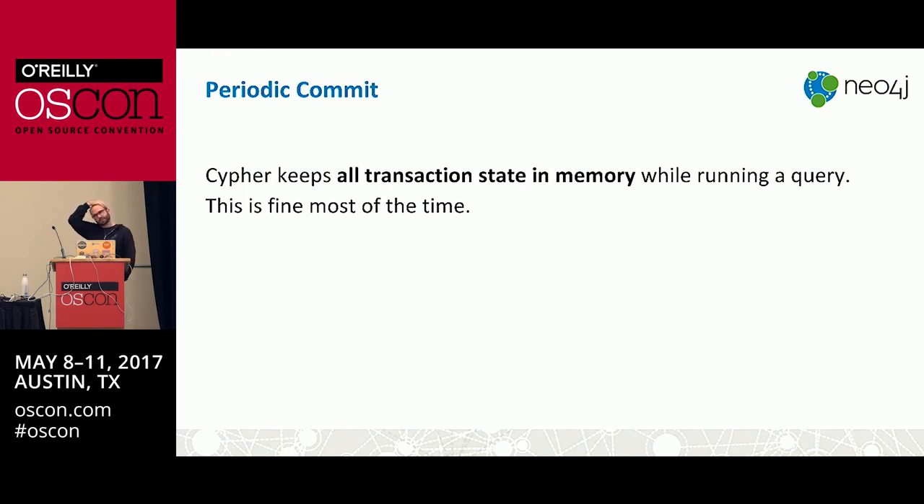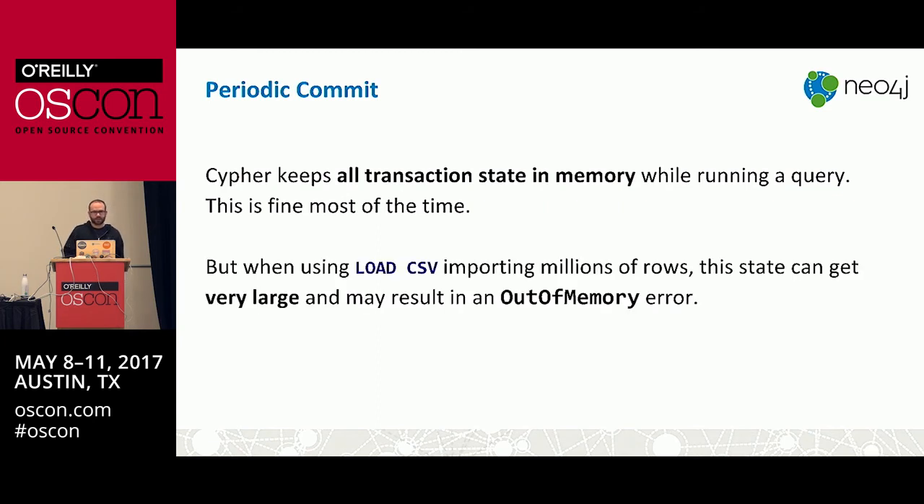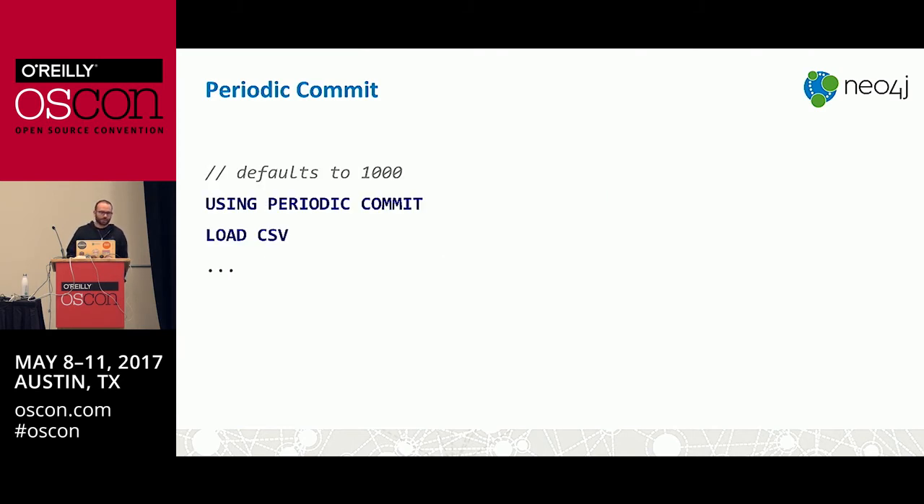So any transactional system has to hold transaction state in memory while you're running the queries in that transaction. Most of the time that's okay, because most of the time we're just traversing the graph. But when we're importing data, we have to hold all of that in memory. And if we're importing lots of data, this means we can get out-of-memory errors or bad performance at least. So for that reason, we can use what's called periodic commit functionality with LOAD CSV.